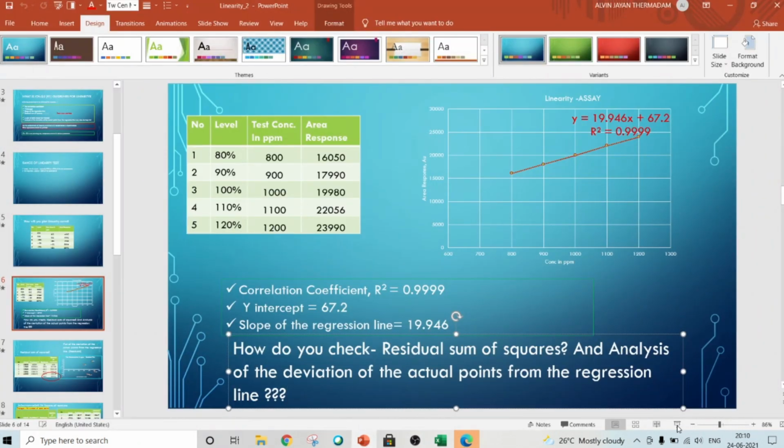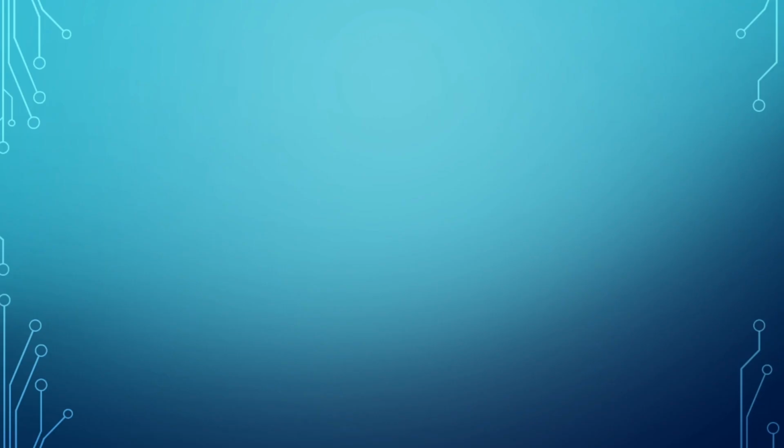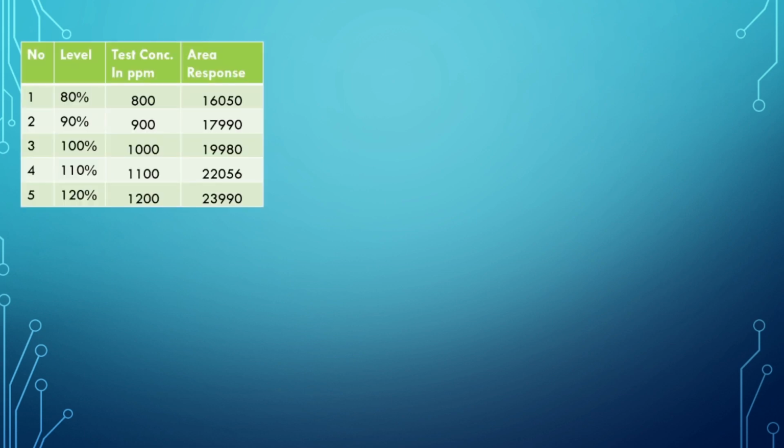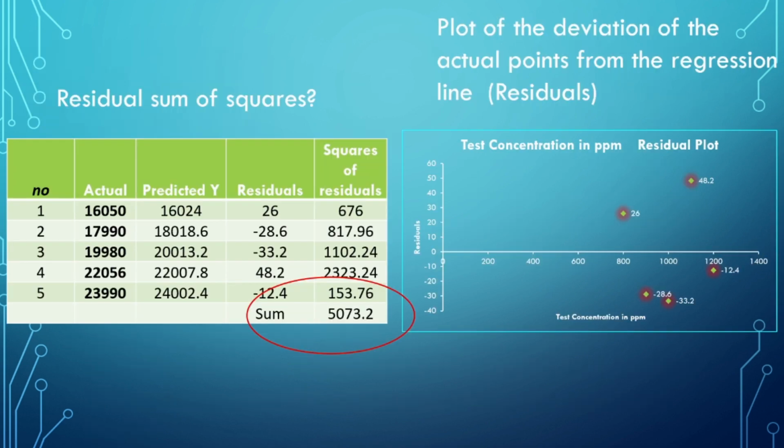Now we'll go back to our presentation. So the same thing I took from the Excel sheet. You can see that 5073.2 is the residual sum of squares, and the plot of the deviation of the actual points from the regression line, the residuals, is this plot. So this is exactly what ICH is looking for. But is this making any sense to you? Is that value of 5073.2 making any sense, and this residual plot making any sense for you?